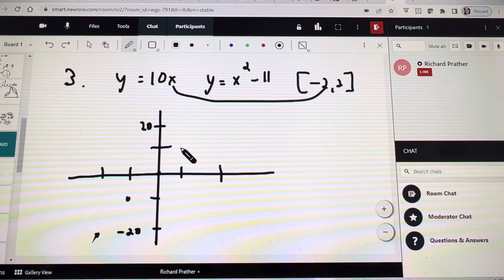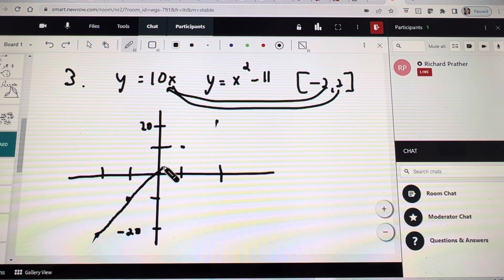And this is a linear piece, so it should line up. Plug 2 in, 10 times 2 is 20. So we have this linear piece. It's got a y-intercept of 0, a slope of 10. And now the x-axis doesn't matter, so don't worry about the x-axis.